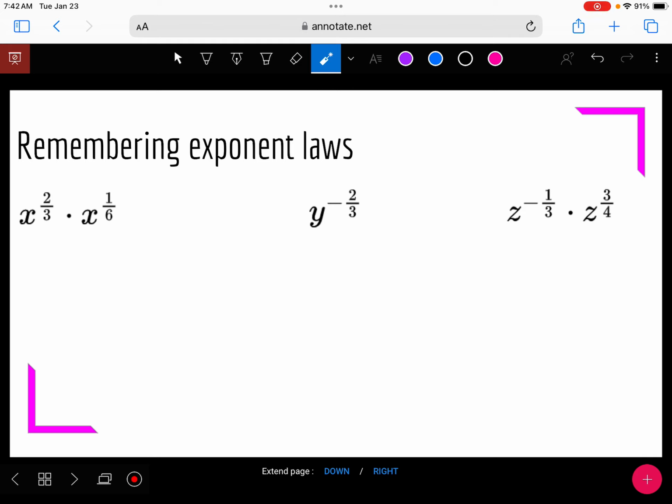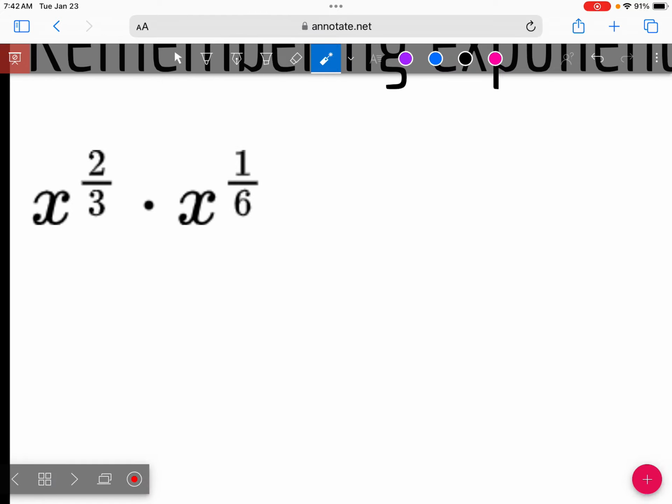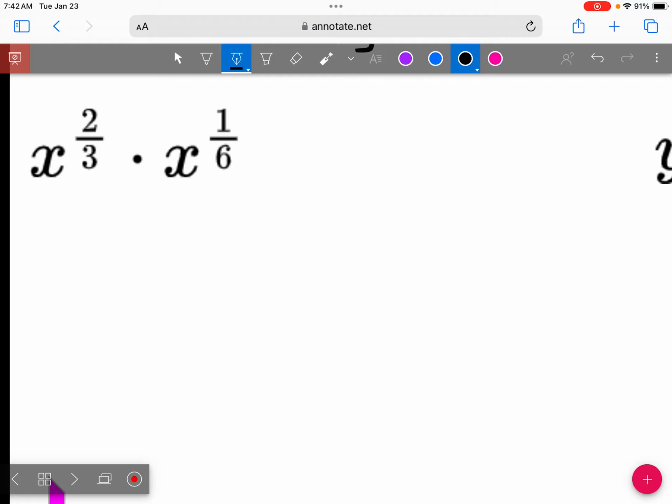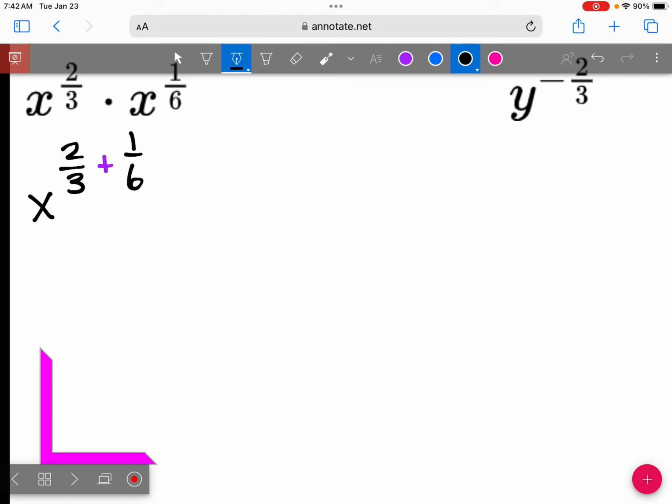So when we have fraction exponents, it's the same thing. When we are multiplying two pieces together, we're going to add the exponents. x to the 2/3 plus 1/6. When we are multiplying the bases, we add the exponents. What is 2/3 plus 1/6?